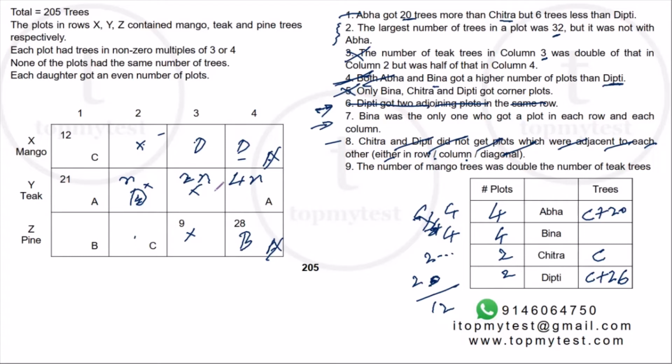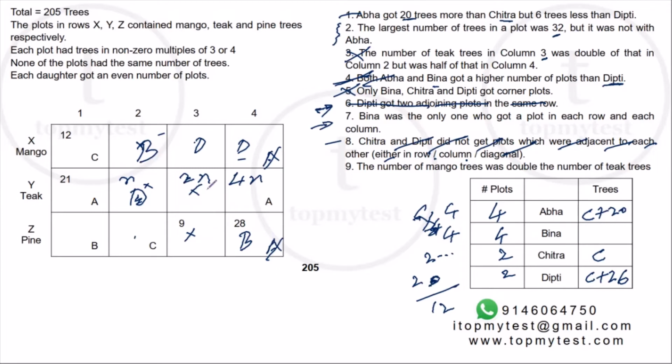Column 3, she can come in any of these two. That is possible. But if you look at the row X, there is only one slot left, which is the second column. So this has to be Bina. All right, so we have fitted 1, 2, 3.